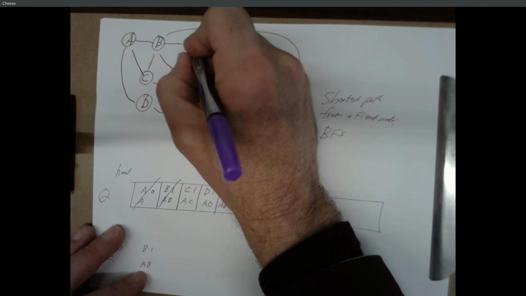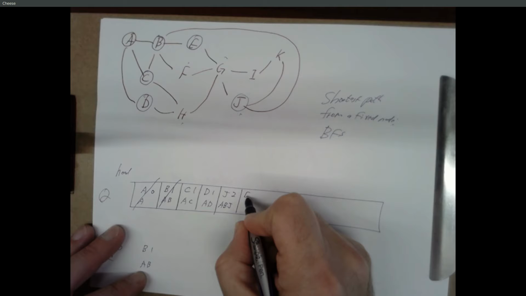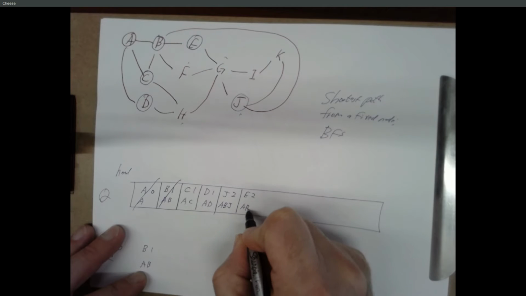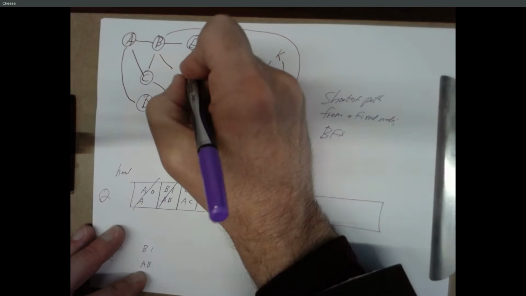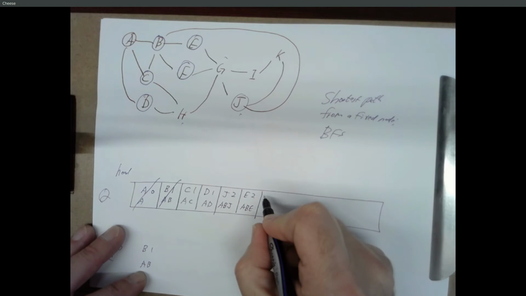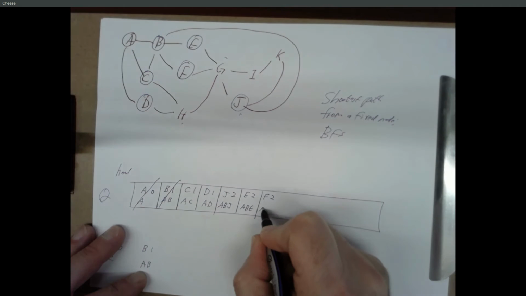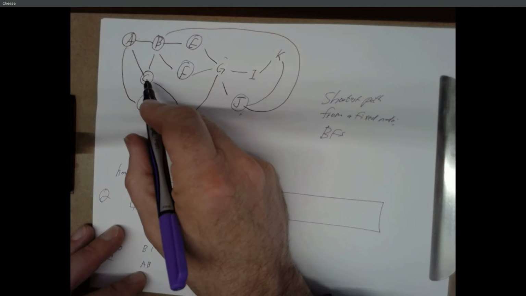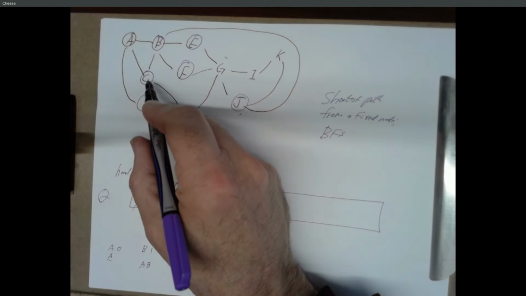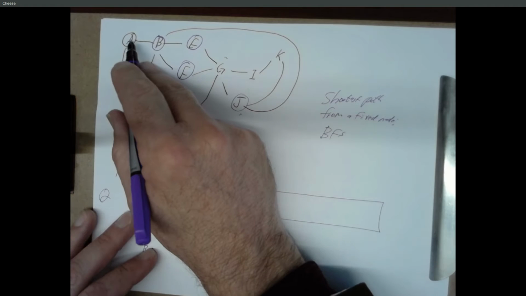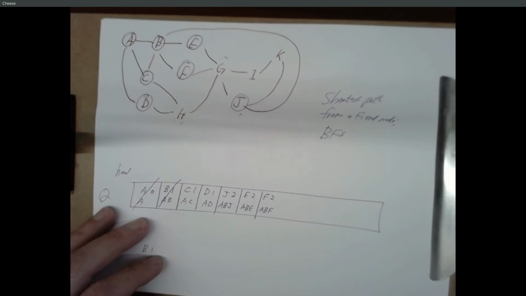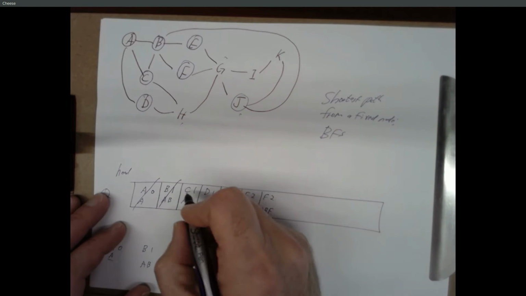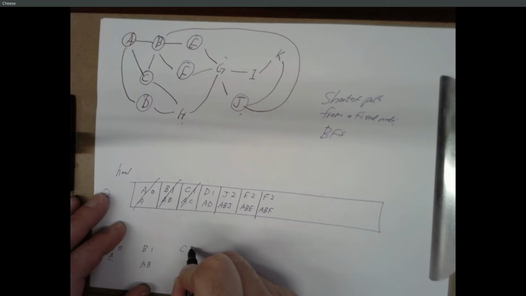Here's another child of B. So we'll put in E with a 2 and ABE. And here's another child of B. So we'll put in F, distance 2, path ABF. Any other children of B that we haven't visited yet? Right, so we'd also find that C is a child, but that's got our bit set saying we've been there. We'd find that A is a child, but that's got our bit set. So we're done. So remove the head of the queue.